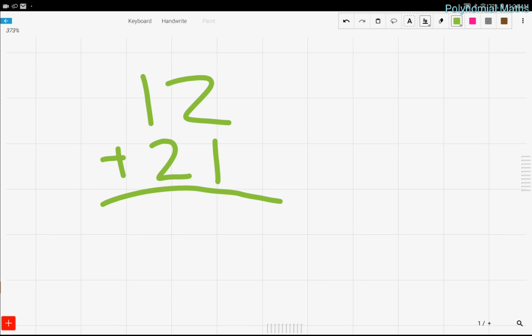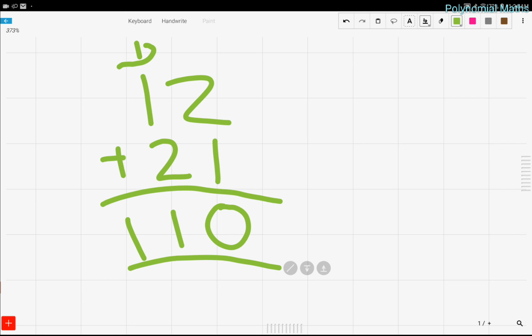Now we see that 2 plus 1 is equal to 3. But 3 is 10 in base 3. So this is just equal to 0. And we put the 1 up here. And when we see that 1 plus 2 is equal to 3, which is also equal to 10 base 3. So we have 10 plus 1 at the top is equal to 11. So we have that 12 plus 21 is equal to 110 base 3. And this is all in base 3.